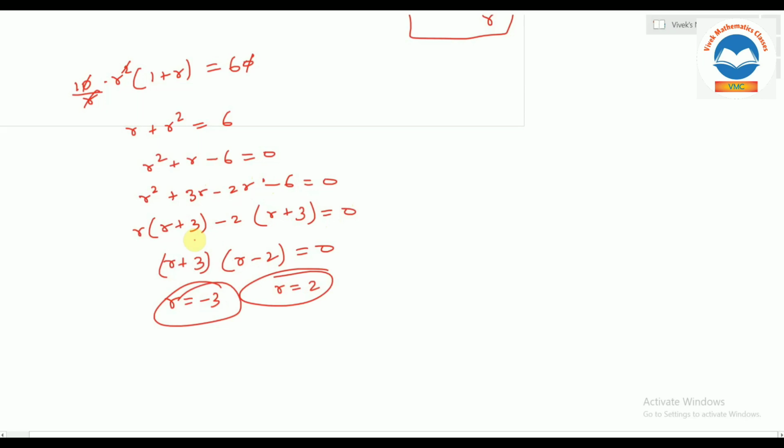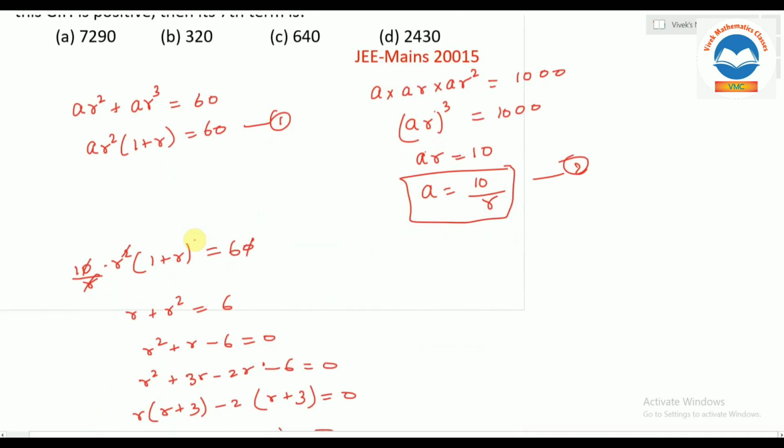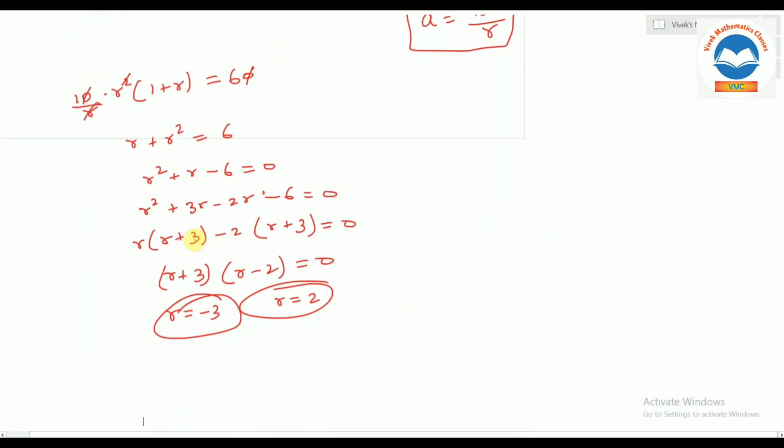Now what are they asking? They are saying first term of this GP is positive. It means A value is positive, then we need to find the seventh term. So R value we are getting minus 3 from here. If R will be negative, then A also will be negative. It means R equal to minus 3 will not be accepted.